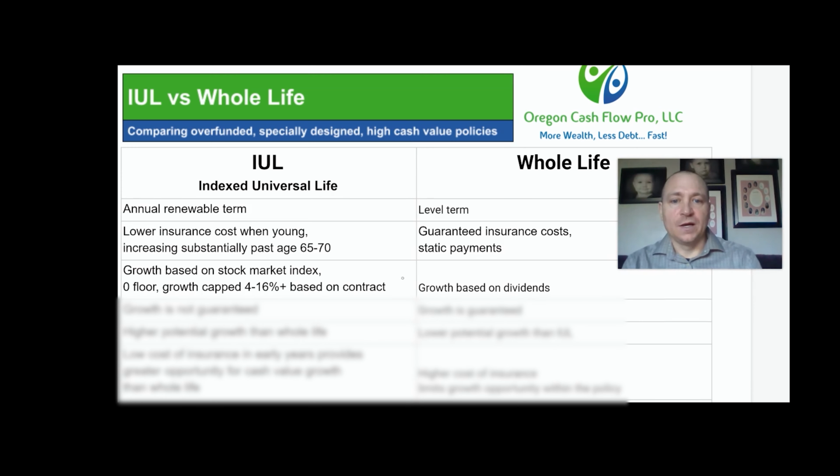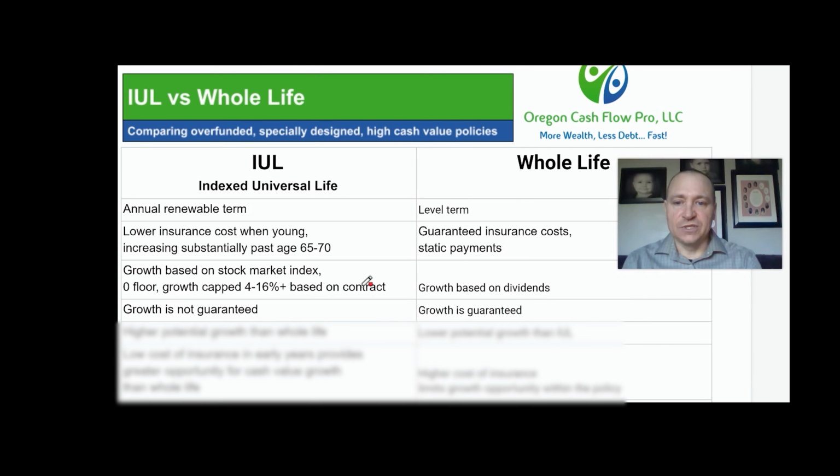Whole life, on the other hand, growth is based on dividends. You are a part owner of the company, and you are going to get paid dividends based on the profits of that company. So rather than it being based on a stock market index, you have a guarantee of 4% on whole life insurance contracts, and you get growth based on dividends.